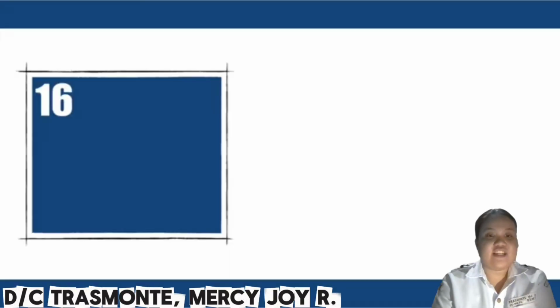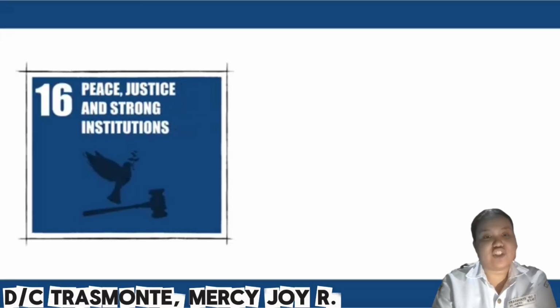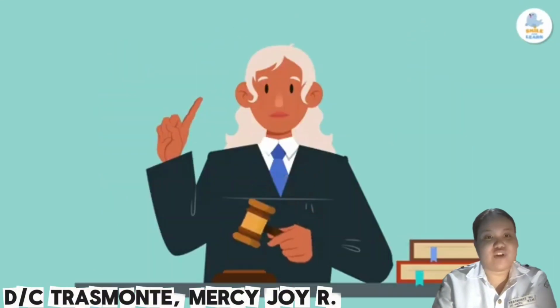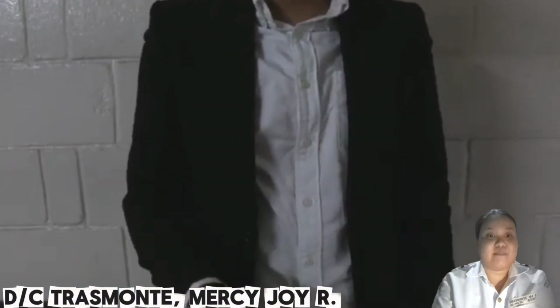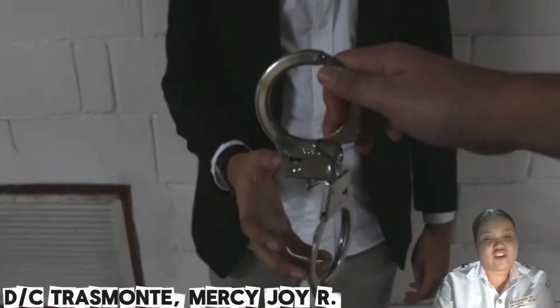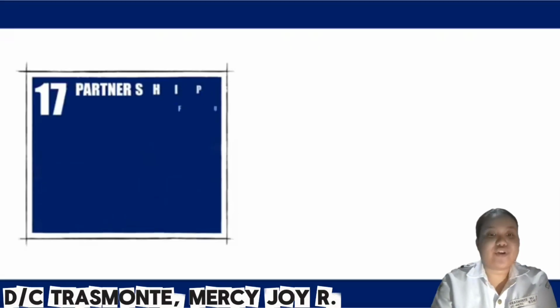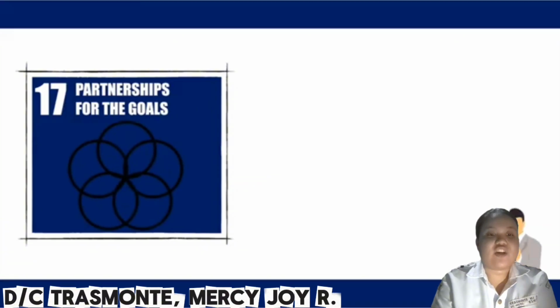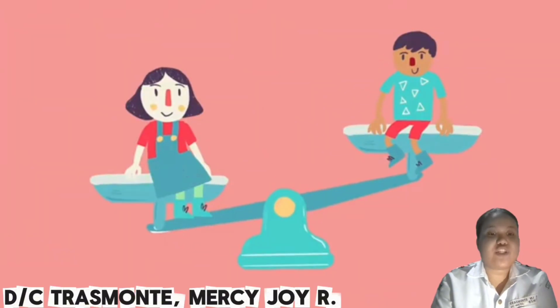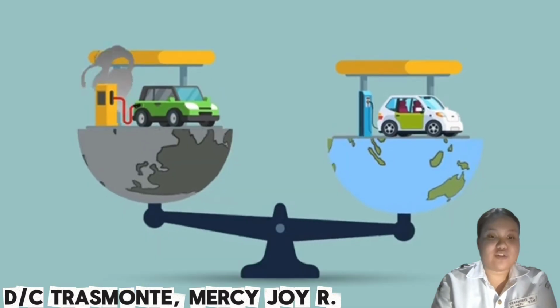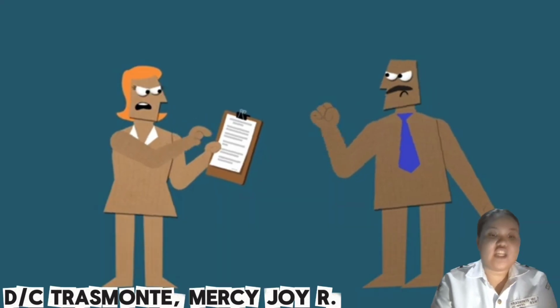And 16 is peace, justice, and strong institutions. Goal 16 promotes peace, justice, and effective governments. For example, strengthening anti-corruption laws. Lastly, 17, partnership for the goals. Goal 17 encourages global partnerships to achieve all SDGs. For example, countries working together to solve climate and poverty issues.